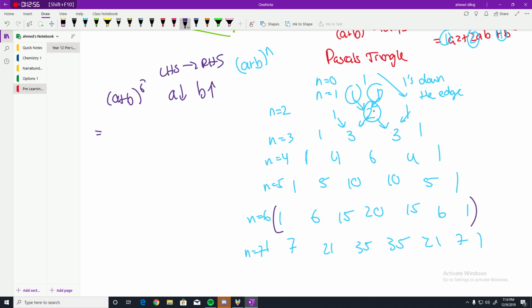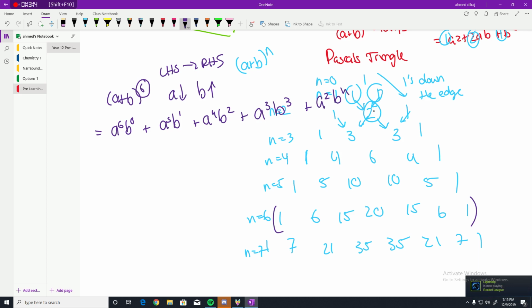So what I mean by that is the maximum power here is 6. So a to the 6, b to the 0. Then we have plus a to the 5, b to the 1, plus a to the 4, b to the 2, plus a to the 3, b to the 3, plus a to the 2, b to the 4, plus a to the 1, b to the 5, plus a to the 0, b to the 6. Hold on, give me a second. A to the 0, b to the 6.